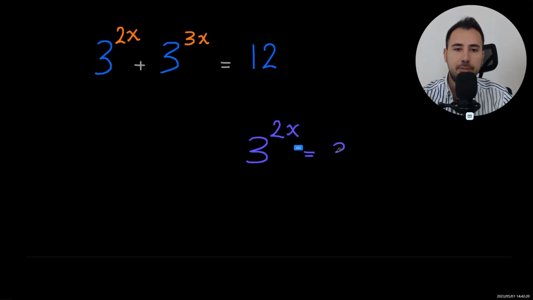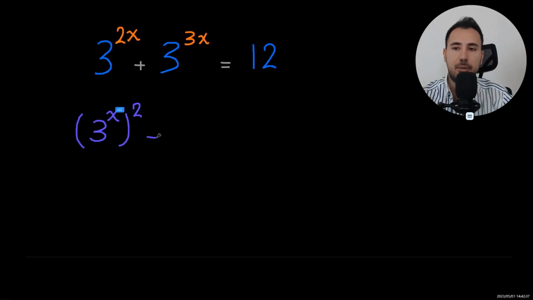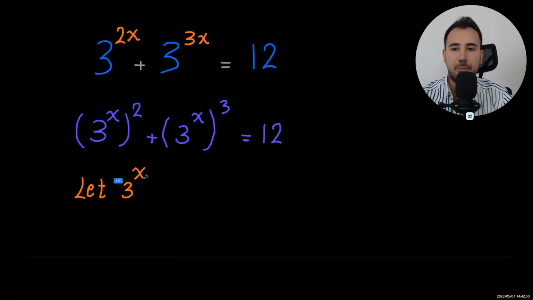3 to power of 2x, we could write it as 3 to power of x, and then squared. Okay, like this. And with the same logic, the next term will be 3 to power of x cubed. Now you see 3 to power of x is repeating, and let's call it something else. Then we'll have a cubic equation.